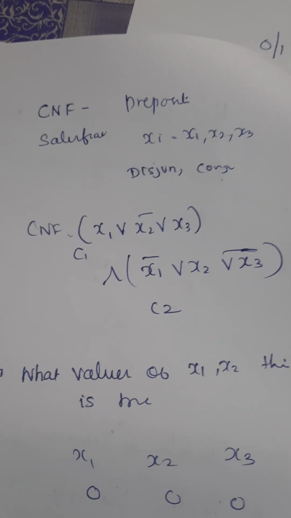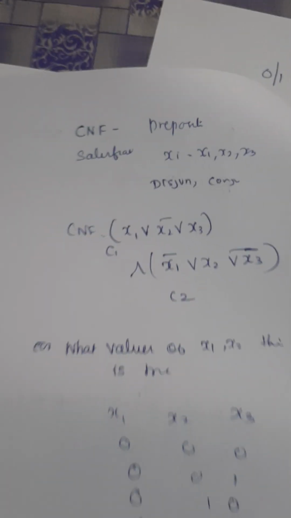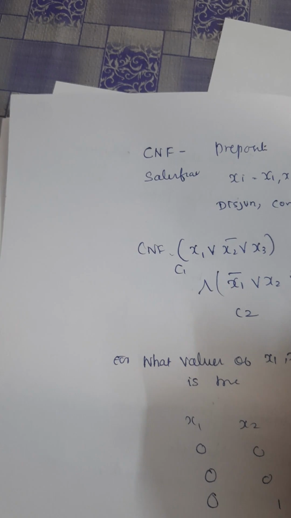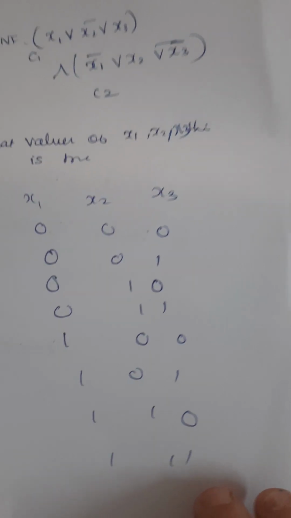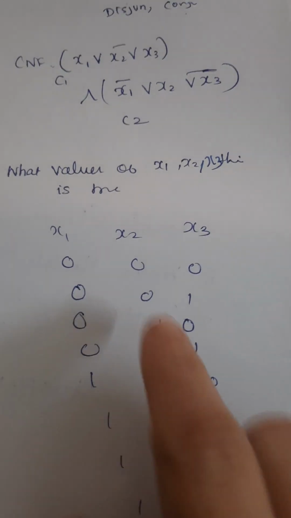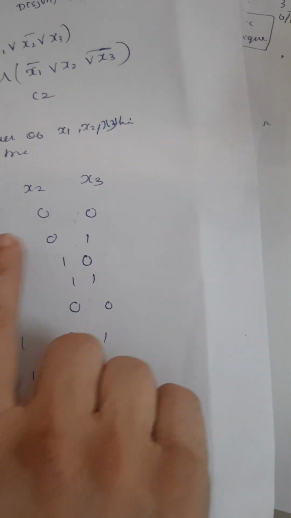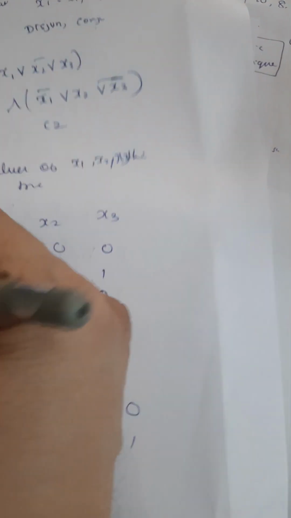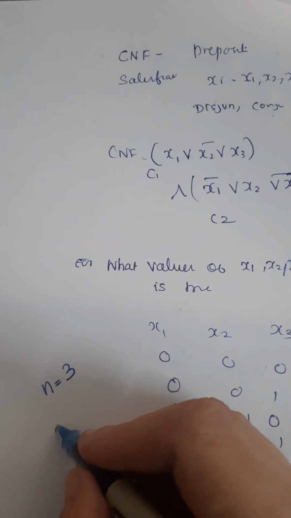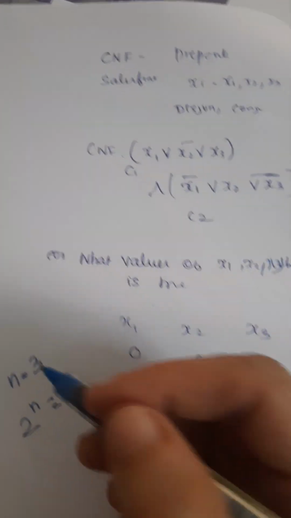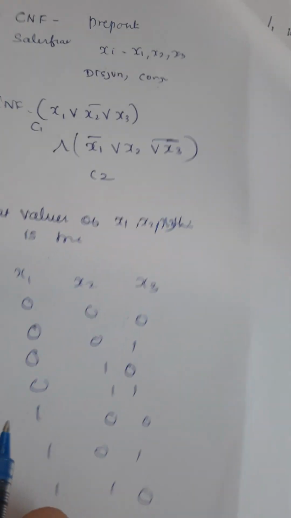So this is the problem of circuit satisfiability. For what values of x1, x2, x3 is this true? Now, I told you that they are Boolean variables. So what are the possibilities for x1, x2 and x3? We have written 0 0 0, 0 0 1, 0 1 0, 0 1 1, and so on. So you have 8 possibilities. For n equal to 3, you have 2 power n equal to 8. So you can see this is also an exponential type of problem.